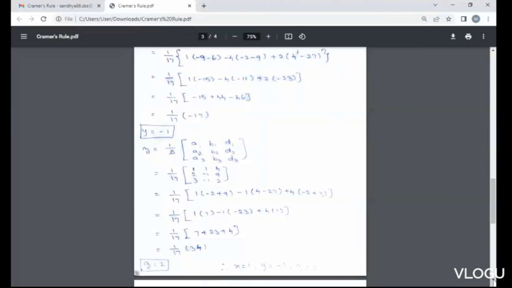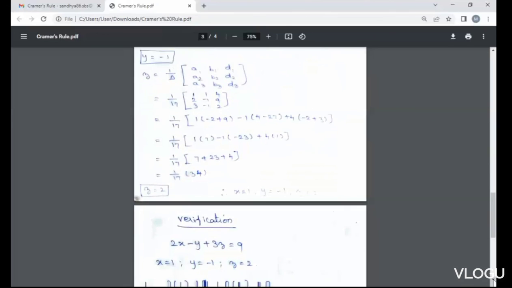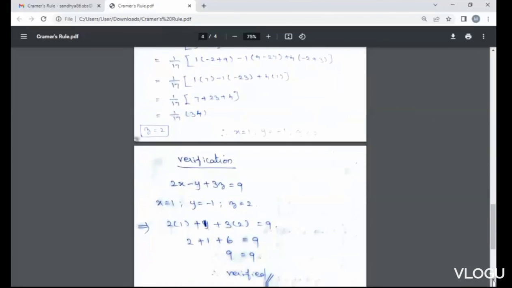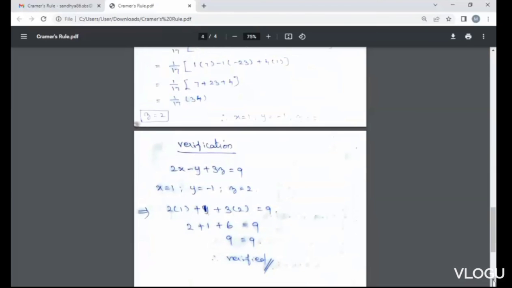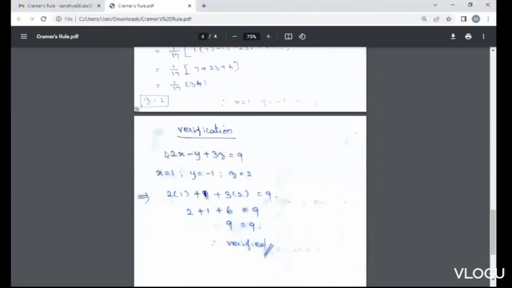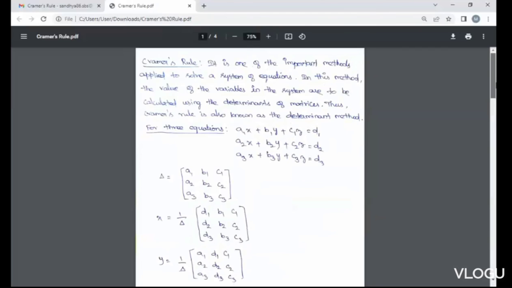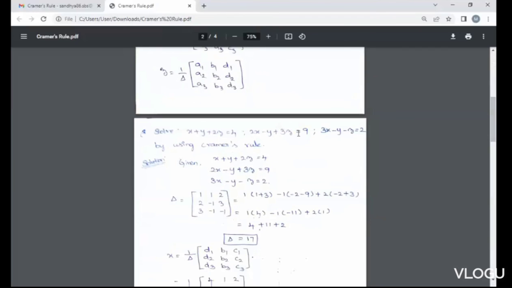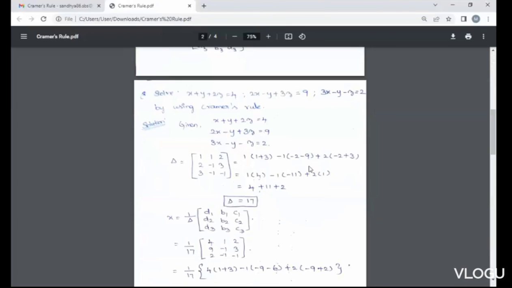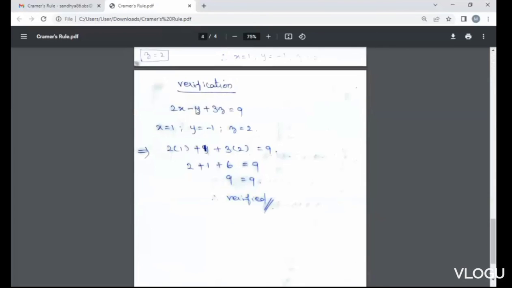So in this problem we have to verify whether our calculated values, that is x, y, z values are correct or not. Okay, this is what the verification. In that verification, we will take any one of the given equations. So in this problem, I'll take the second equation. It is 2x minus y plus 3z is equal to 9.